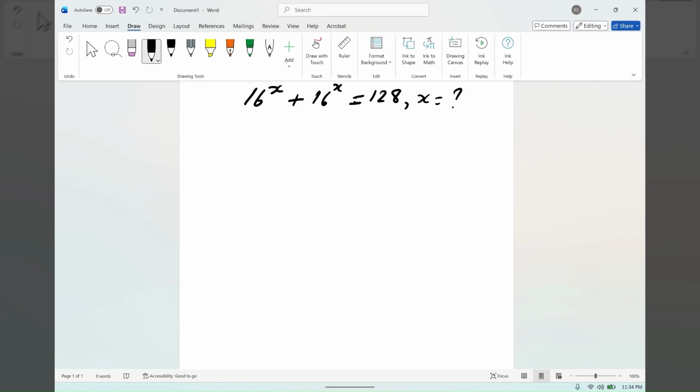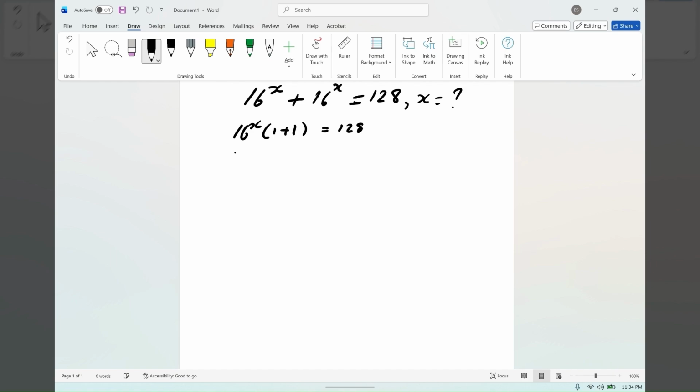So this is a problem that almost everyone gets wrong. Now, here comes this math ninja going to show you exactly step by step how to solve this problem. Let's get started. Let's rewrite this as 16^x (1 + 1) = 128.